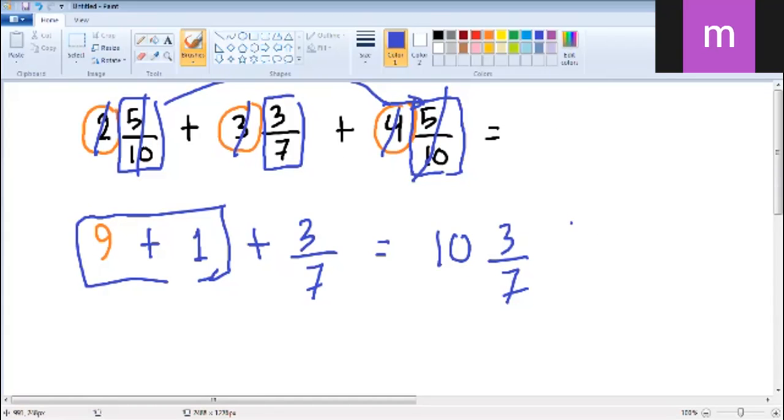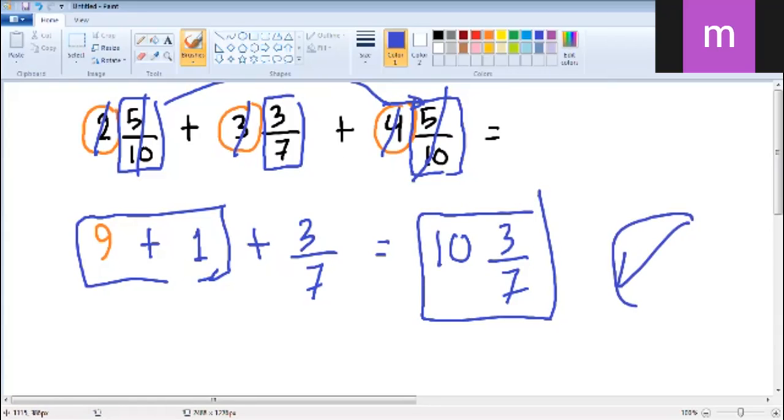Don't write commutative and don't write associative. If you write the final answer, I'll give you 100%. Okay. Understand that? Yes, can you give me another question?